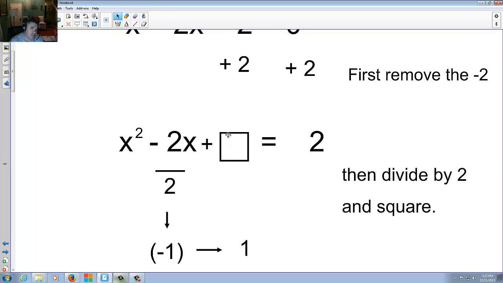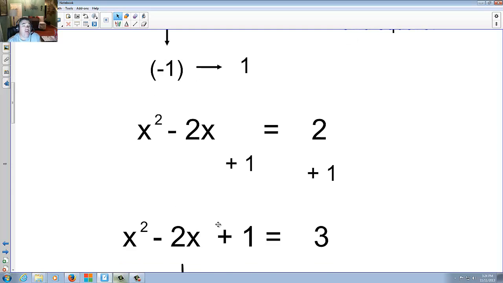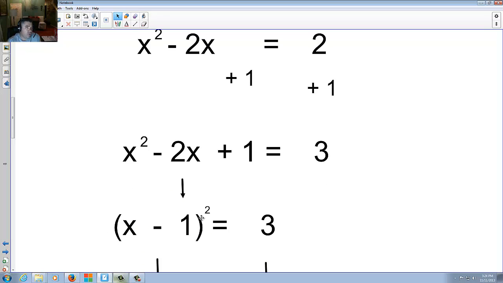If I add 1 to this side, you have to add 1 to this side. So plus 1 plus 1. The new equation is x squared minus 2x plus 1 equals 3. From there, we're going to split it up into two binomials. So x minus 1 and x minus 1, squared, if you will. And this equals 3.